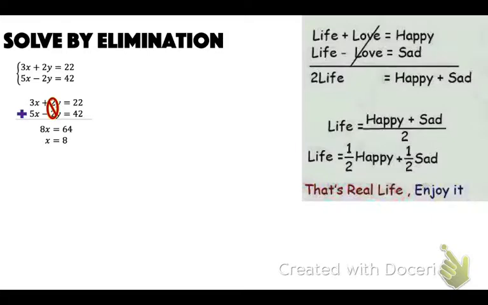Now, same thing as we were doing on those other ones, we need to take that and plug it back into one of the top equations. I'm just going to use the top. So 3 times 8 plus 2y equals 22. So that's going to be 24 plus 2y equals 22. Subtract that 24 and you get 2y equals negative 2. So y equals negative 1. Which means we only have one solution here, and it's 8 comma negative 1.